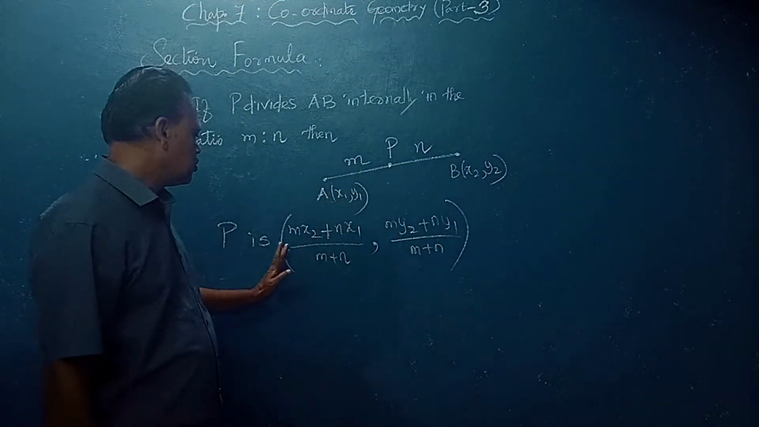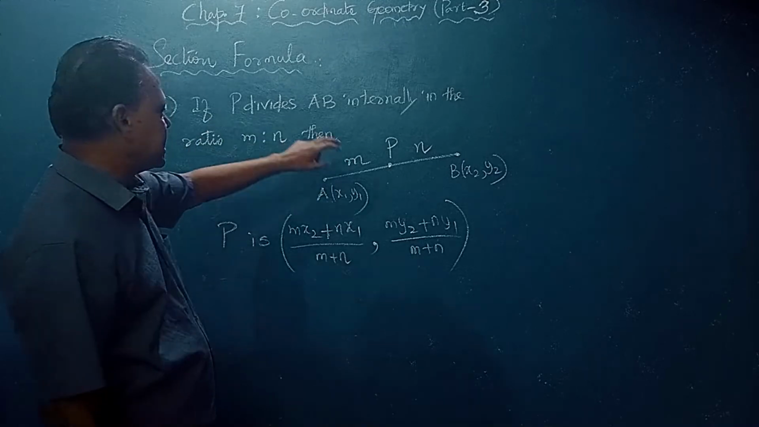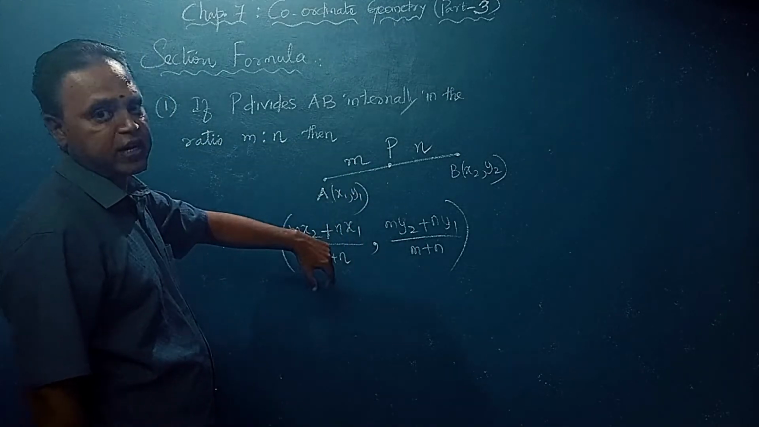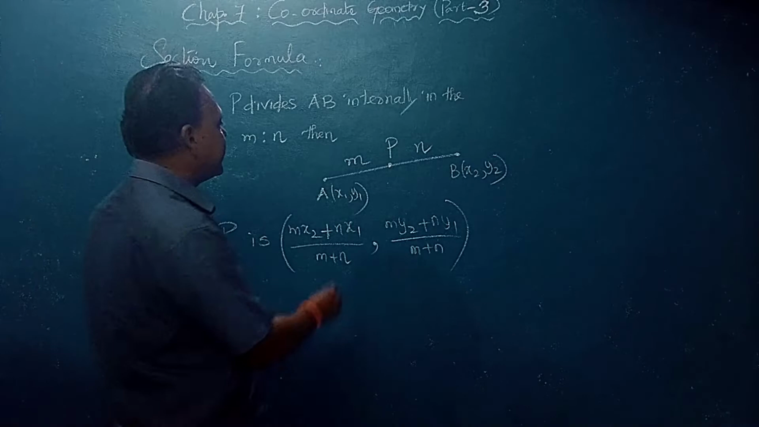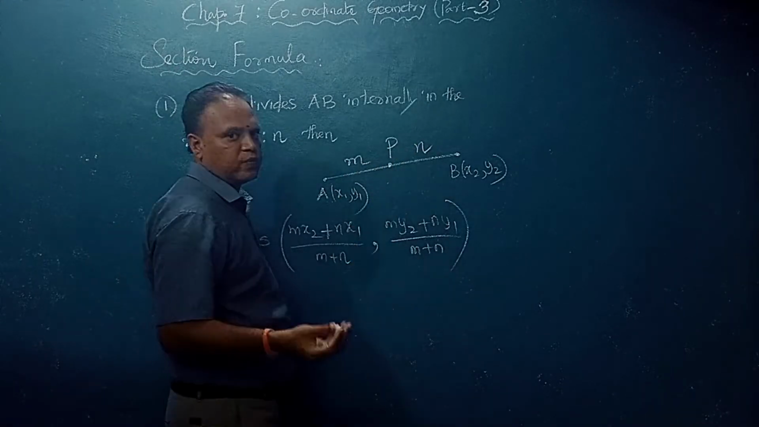Understand? So if P divides AB in the ratio m is to n, you can even take it as m1 is to m2 also.